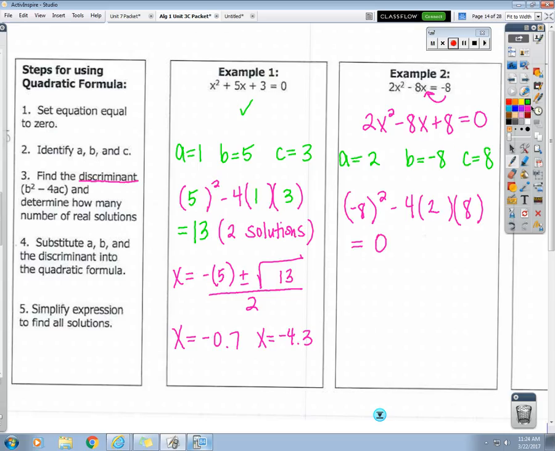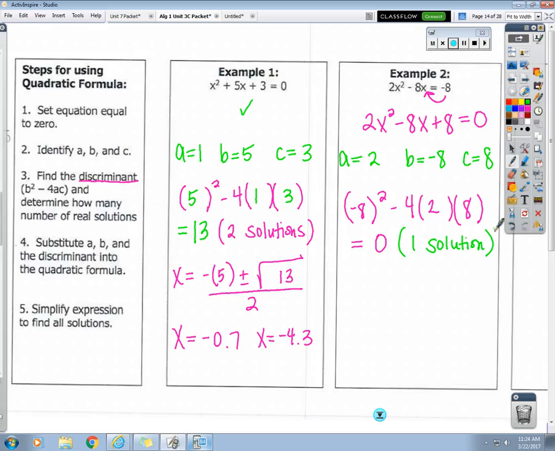It's 0, guys. Because look, -8 squared is 64. 4 times 2 is 8. 8 times 8 is 64. 64 minus 64 is 0. If your discriminant ends up 0, you're going to have how many solutions? One solution.